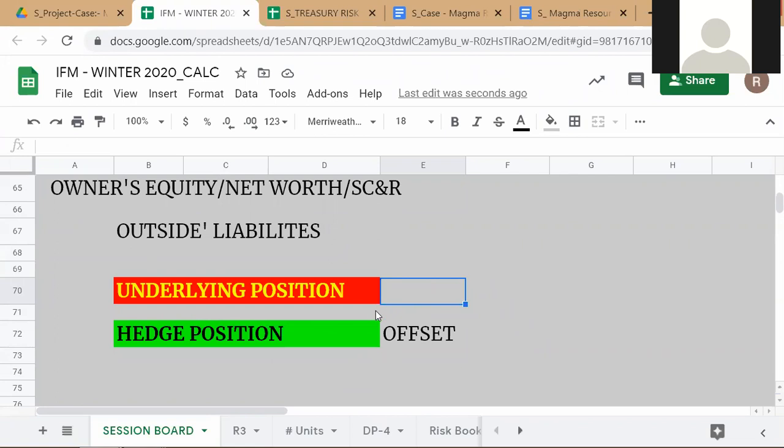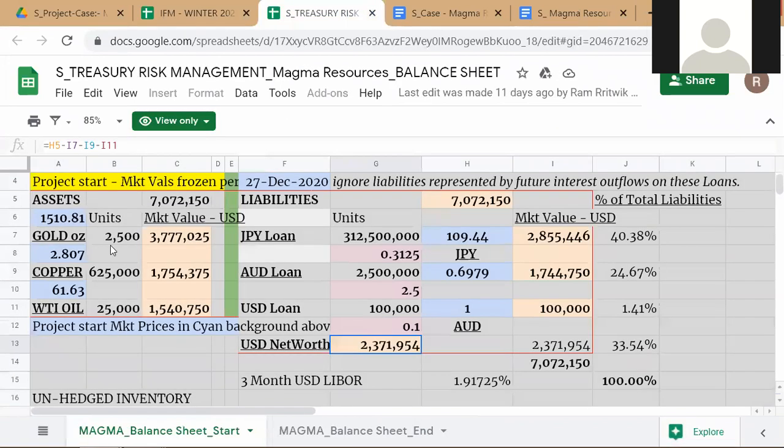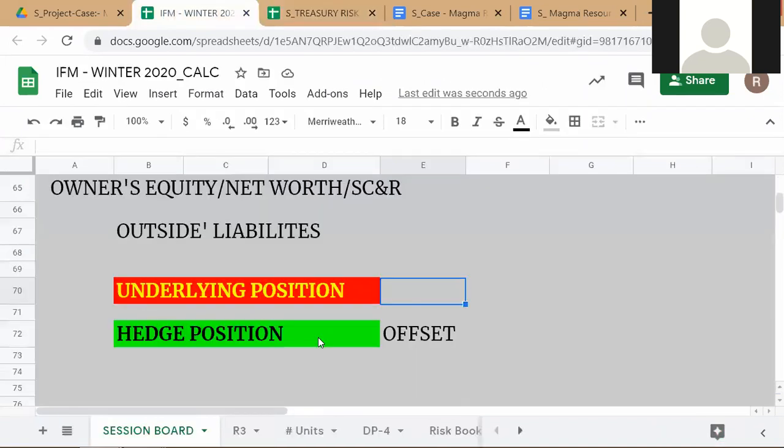So underlying position, this is what you have. These are your underlying positions on the balance sheet. But from a hedging perspective, we want to use this framework of underlying position and hedge position. And we talked about total risk. Remember, total risk is the risk on the underlying position plus the hedge position. That's why we talk about total risk.